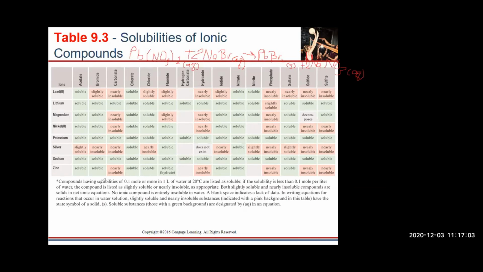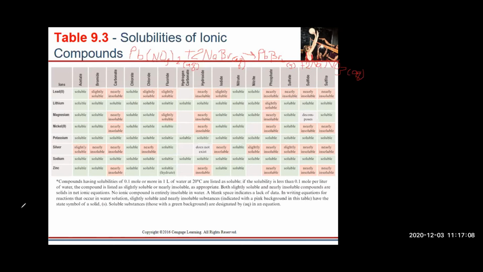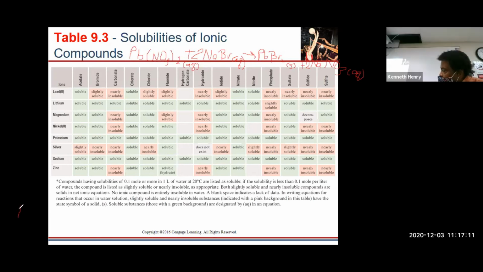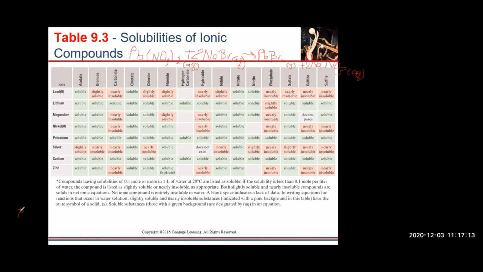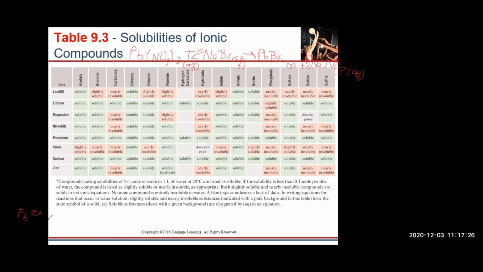Okay, so now if we break it down, what are we going to have? What are our ions? Pb2+ aqueous, plus 2 NO3 minus.